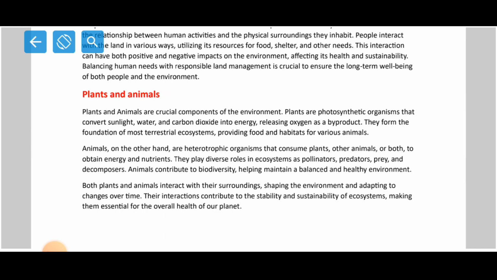So where do the decomposers get their food from? They get their food from the dead and decaying organic matter, right? So the microorganisms like the bacteria and fungi depend on the dead and decaying matter of the environment. Animals contribute to the biodiversity, helping maintain a balanced and healthy environment.